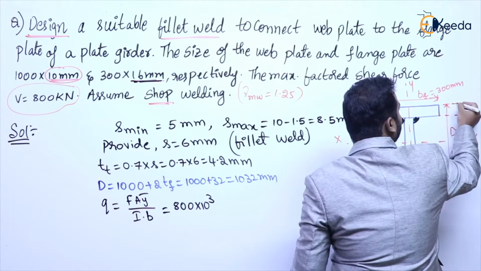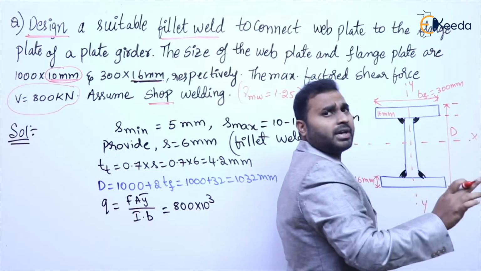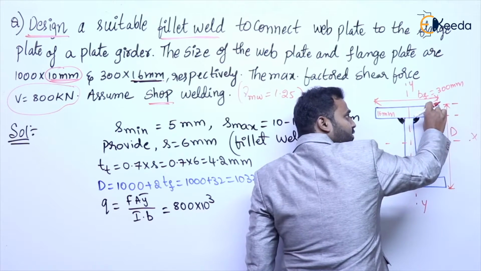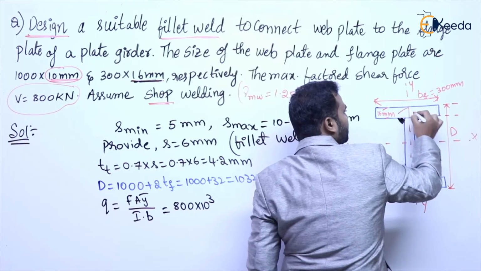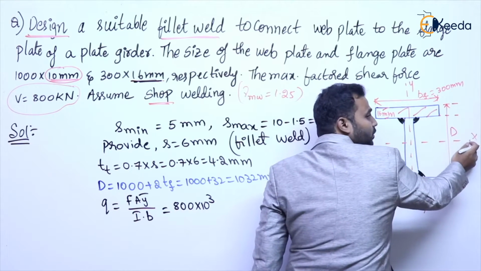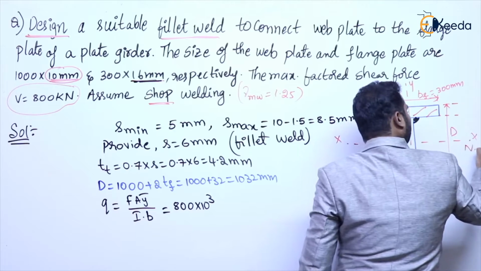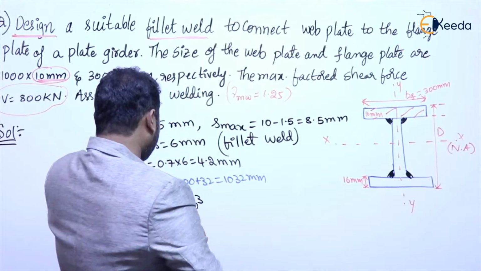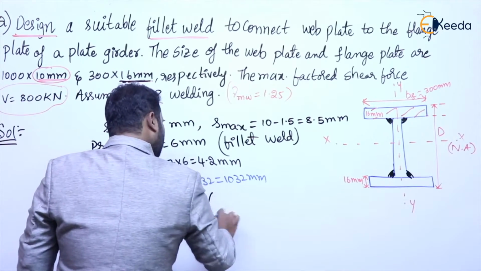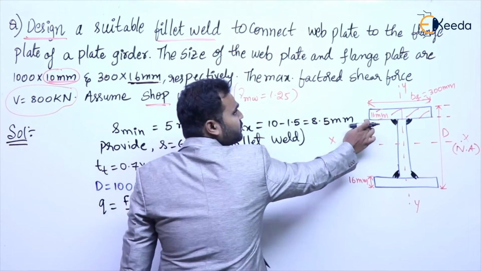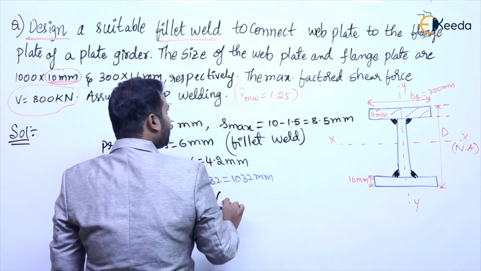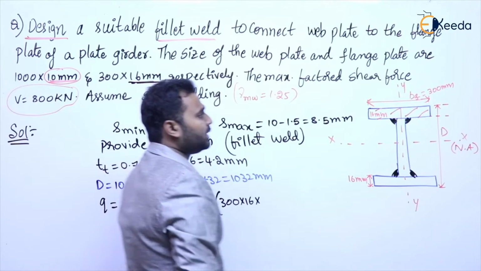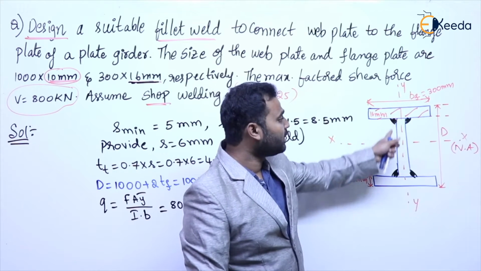Now A Y bar is nothing but the moment of area of this section, the shaded region. I will shade it with red color. It is the moment of area of the shaded region about this neutral axis, or about this x-axis. That is A Y bar. It means A is how much? The area of this flange plate. So how much is the area of that flange plate? 300 into 16. Now Y bar is nothing but the CG of this area from the neutral axis.